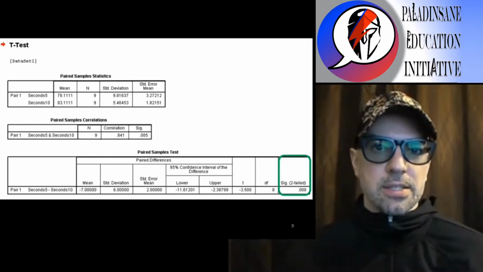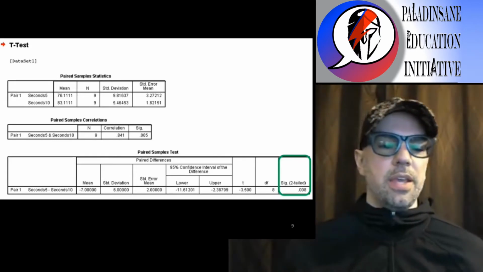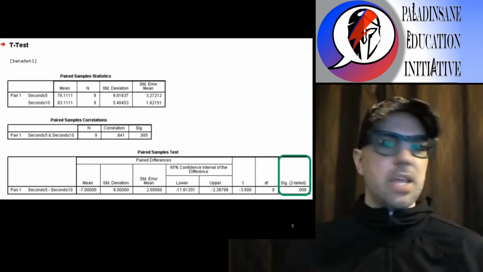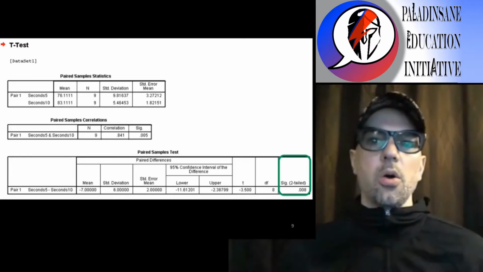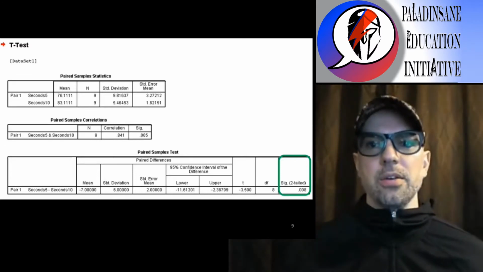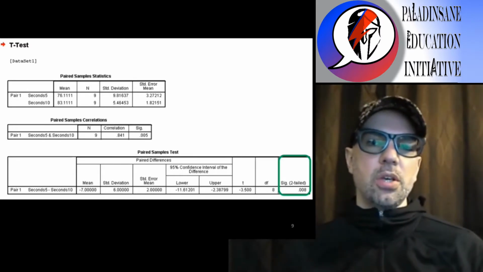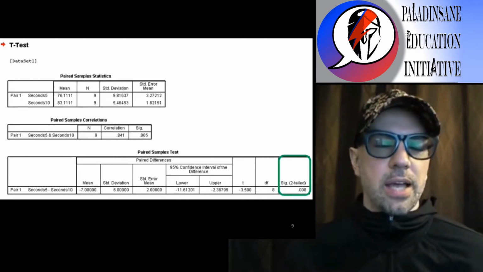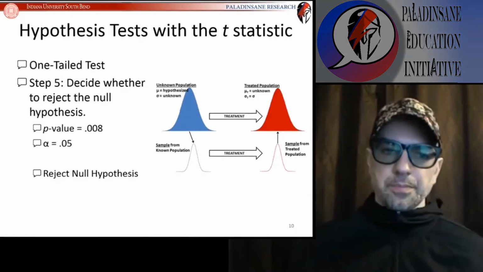doing a one-tailed test? Well, the first thing you need to know about it is you can't ask SPSS to do this for you. SPSS will always return the two-tailed value for your p-value, that two-tailed significance, and it's up to you to modify it so that it is correct for a one-tailed test. So how do we do that? Well, it's actually quite straightforward.